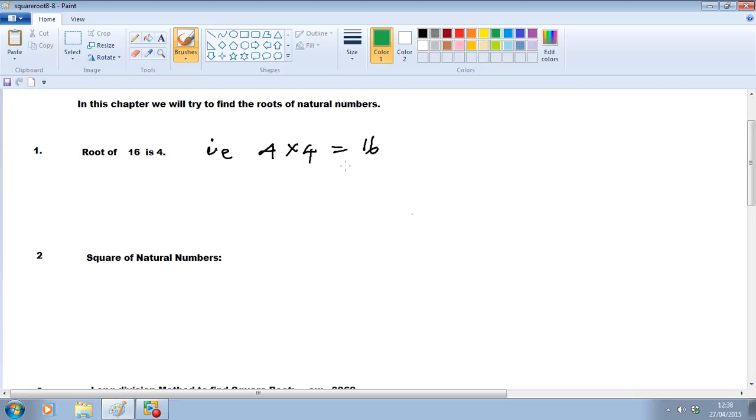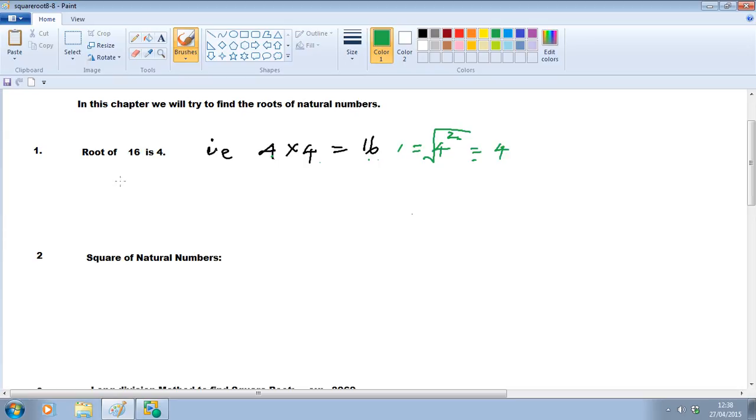Root of 16 is 4. How is it 4? If you multiply 4 by 4, you get 16. So 4 is the root of 16. Or 16, you can write it as 4 square. When you take a root, it will become 4. The square root and square get cancelled. Root of 16 is 4.